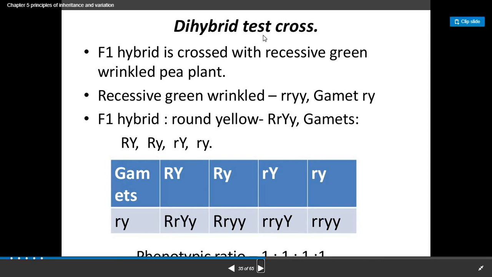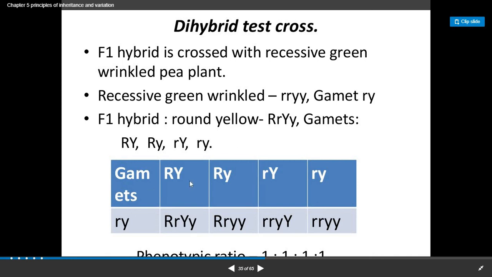Now the dihybrid test cross. Students, earlier we have seen the test cross, that is, the cross between the hybrid and the recessive parent is known as a test cross. Now we will see this test cross for the dihybrid cross. Whenever the F1 hybrid is crossed with a recessive green wrinkled pea plant, the following results are obtained: the recessive green wrinkled parent, and the gamete small ry is taken. The F1 hybrid is round and yellow, that is capital R small r, capital Y small y.